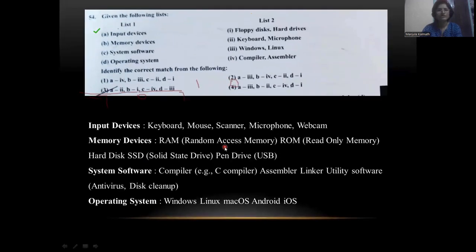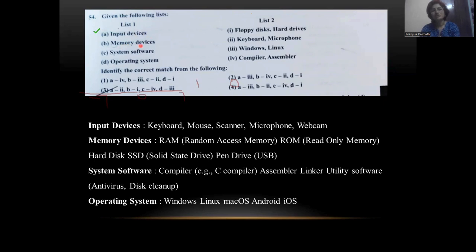So next question is, given the following list. Here we have some input devices, memory devices, system software, and operating system. First of all, before comparing with list 2, what is the input device here? Through which we are feeding some information to the system. When we give some information to the computer system, that is called input. Through which devices we are feeding the information? We are giving instructions to the computer through input devices.